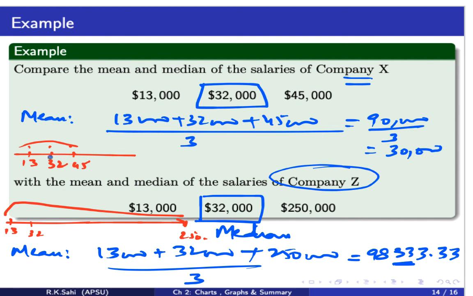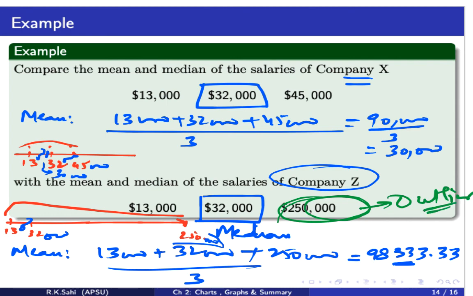Where is the mean? The mean is very close to 32. That's 30,000, guys. I'm just writing it without all those triple zeros. Assume that this is 13K, 32K, and 45. If you want to be very pedantic, you can write it down as 13,000, 32,000, and 250,000. Do you see that over here, guys? What we notice is that this 250 is like an anomaly, an outlier.